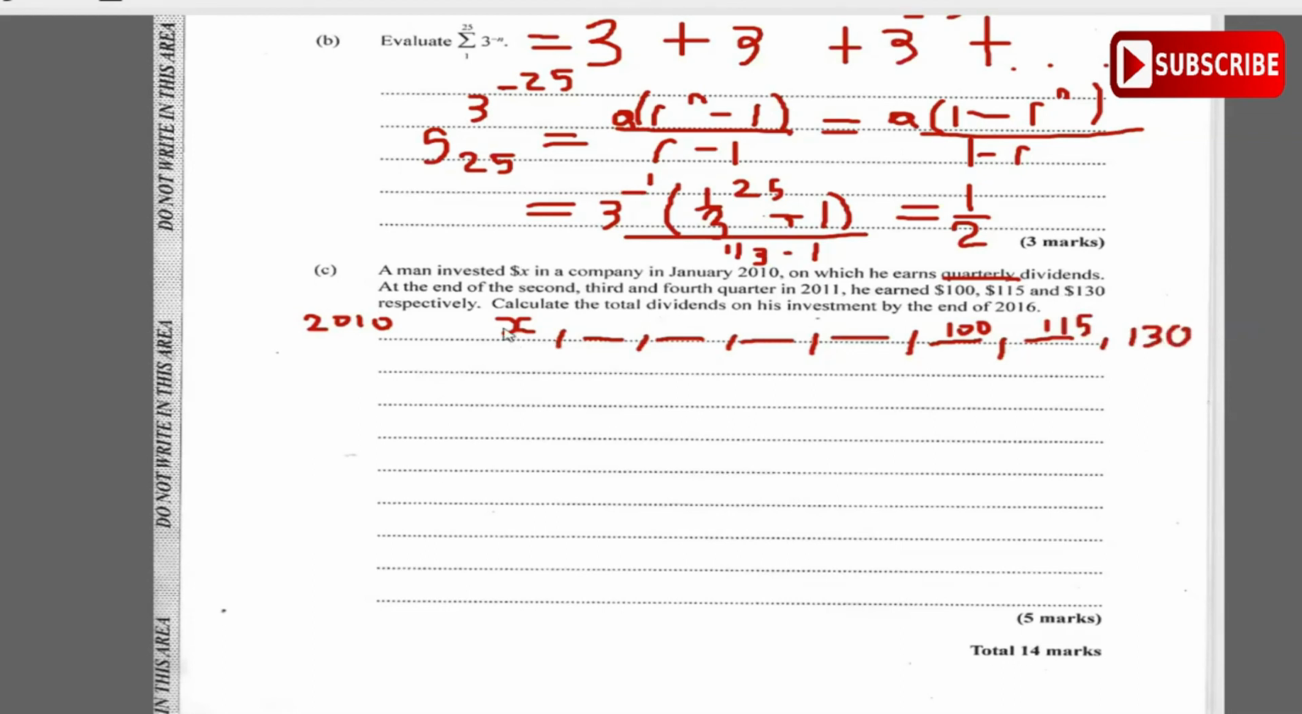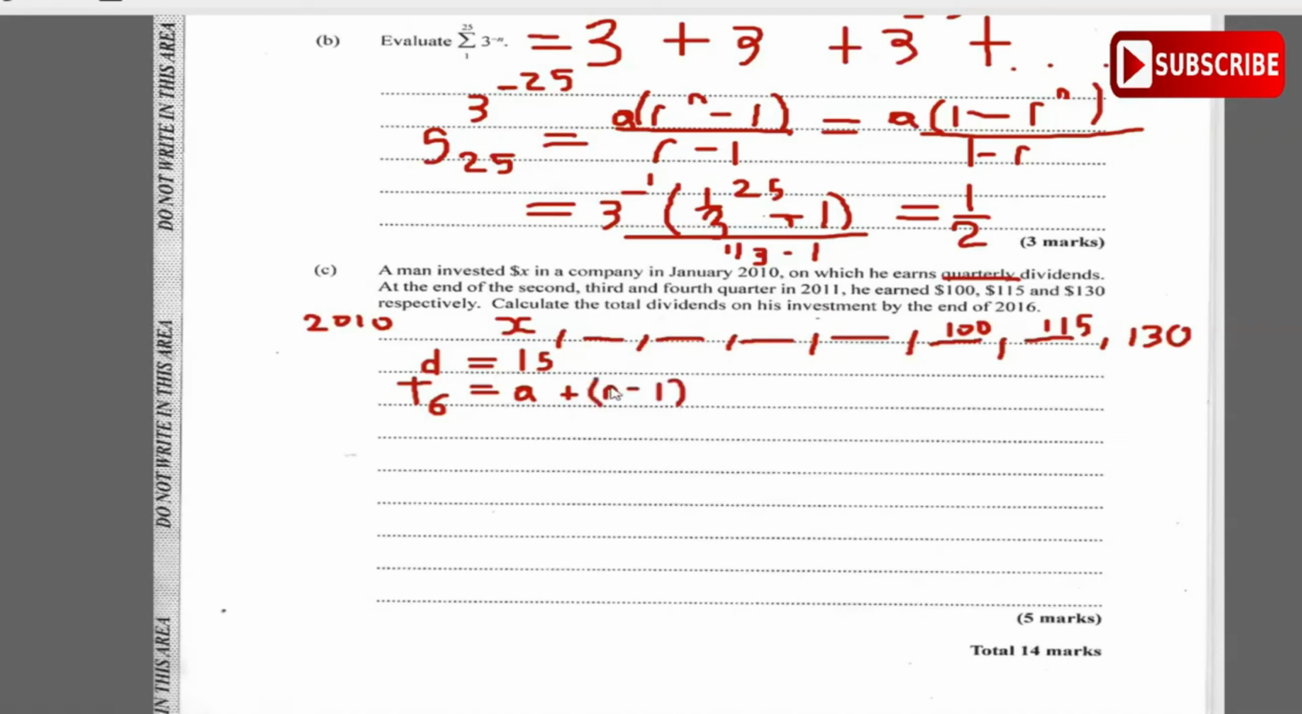What I know is that the sequence has a common difference of 15. That's what I do know. And I know that the sixth quarter is $100, and the common difference is 15. Now the sixth term of any arithmetic progression, we can call it T6. We know that T6 is equal to a plus (n minus 1) times d.